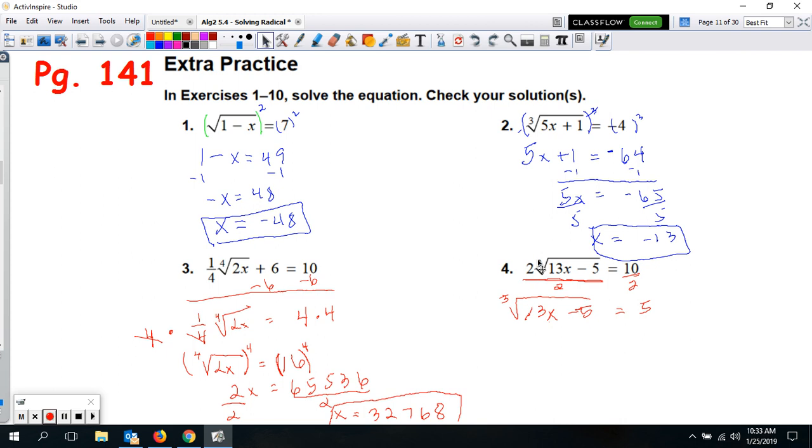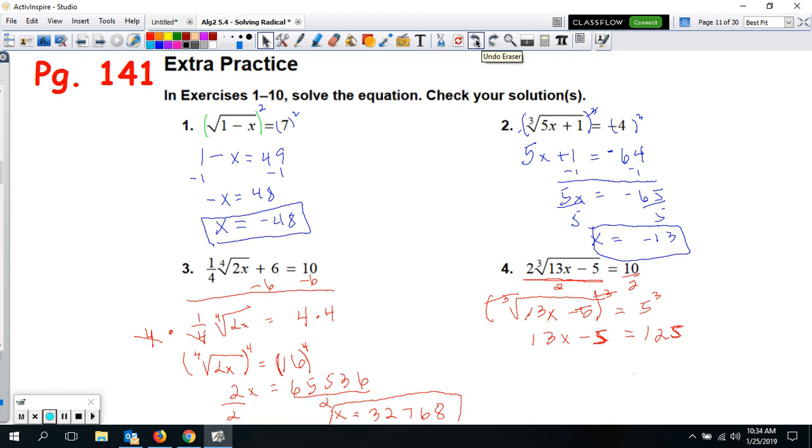And then we're going to see that it's a cube root, so we're going to have to raise both sides to the 3rd power. So we're going to cube both sides. So here's where the cube and the cube root will cancel each other out, leaving us just with that 13x minus 5. And 5 to the 3rd power is 125. So now we just solve that resulting equation. Should be easy to do.